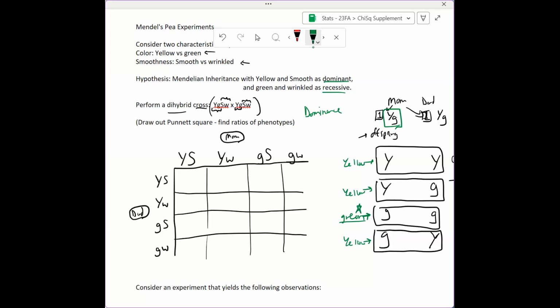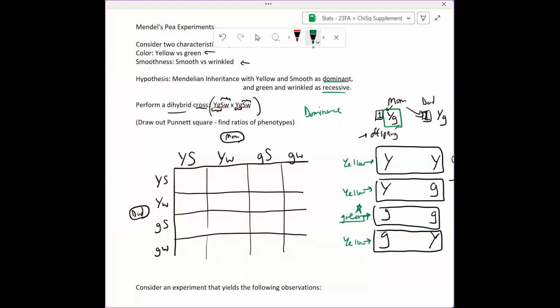So if either of the chromosomes has a yellow allele, the color will be yellow. If they both have a yellow allele, the color will be yellow, but only if they both have green and there's no yellow allele anywhere does the green trait shine through. And similarly with smooth and wrinkled, smooth is dominant, wrinkled is recessive. So in this grid, we're going to put down phenotypes. Mendel, of course, didn't have the sequencing technology that we have today, which has only been developed in the last 50, 70 years or so.